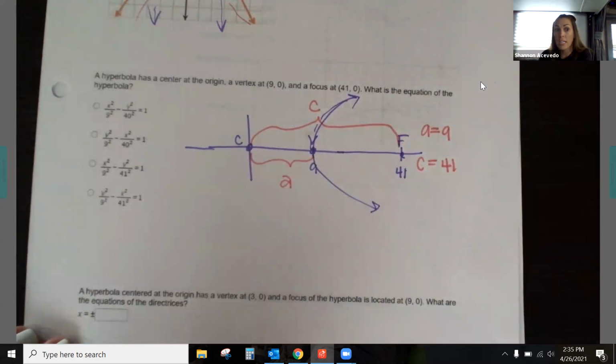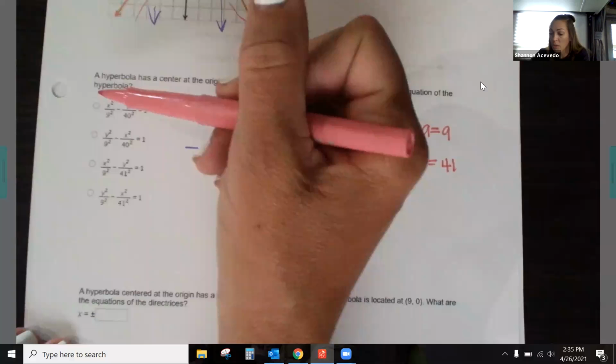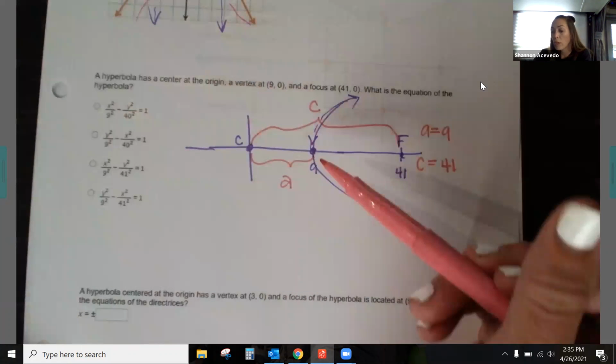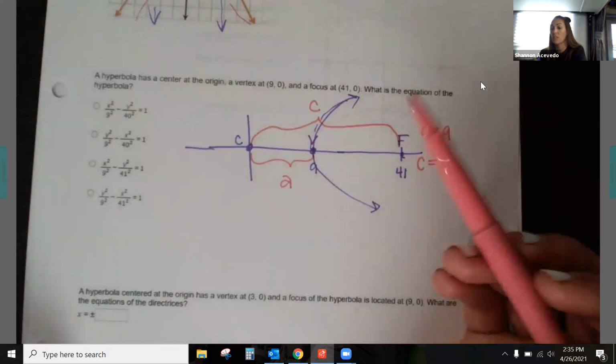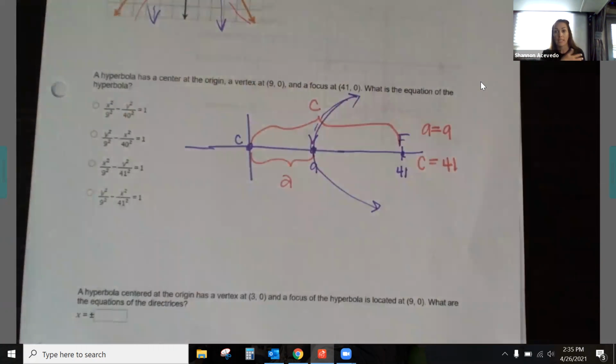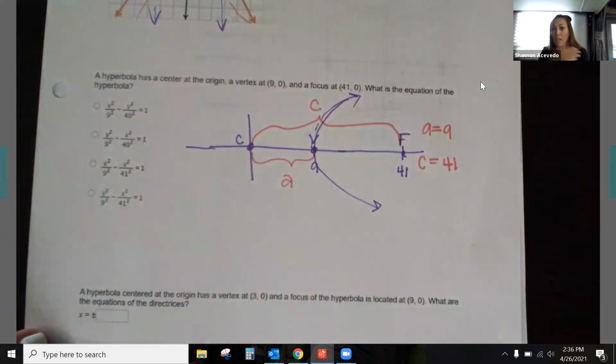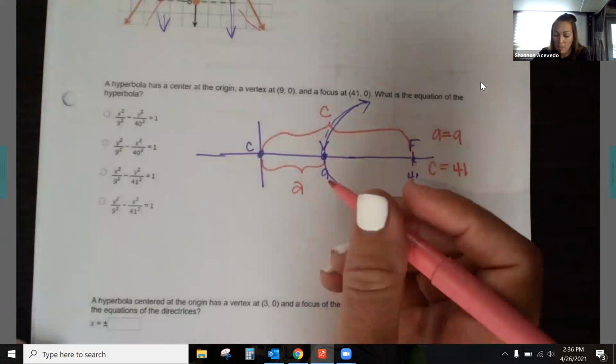The other thing I need to figure out is whether it's going to be x squared first or y squared. The way I can easily tell is which way this is facing. Are they opening along my x-axis, or do they open up and down, along the direction of my y-axis? Whatever direction my hyperbola opens, in this case left and right, that's going along the x-axis. The x-axis goes left to right. So that means the x value has to be first.